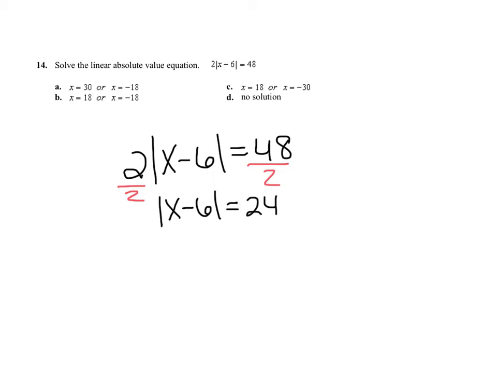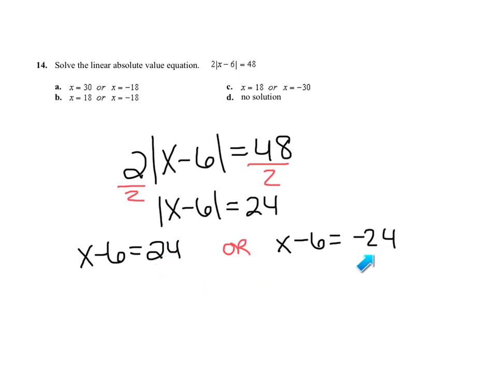And then now to solve an absolute value, you've got to split into 2 equations. Our first equation is going to be x minus 6 equals a positive 24, or x minus 6 equals a negative 24, because we could have 2 answers, a positive or a negative answer. Because I can put a negative 24 into here, and the absolute value of negative 24 is also 24.